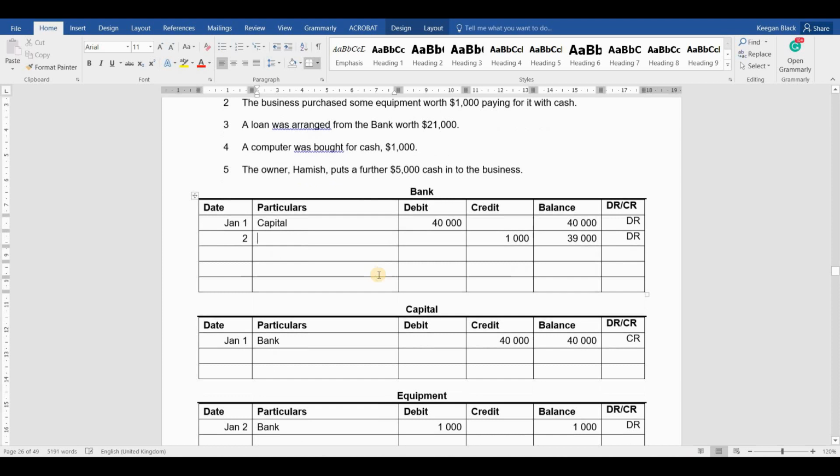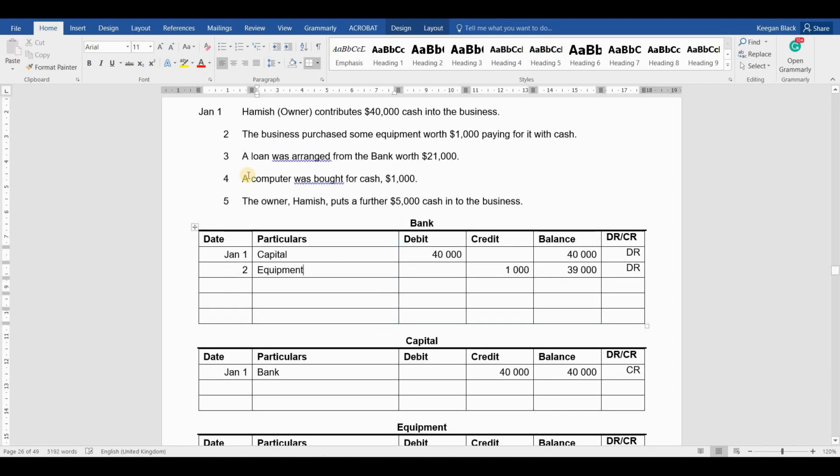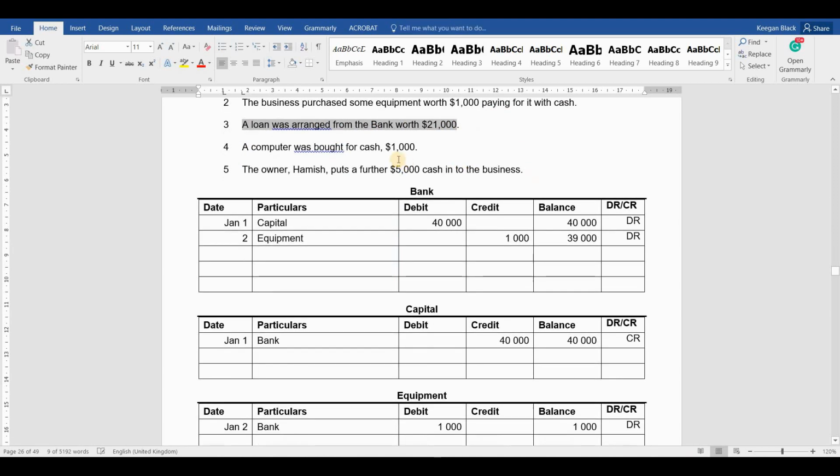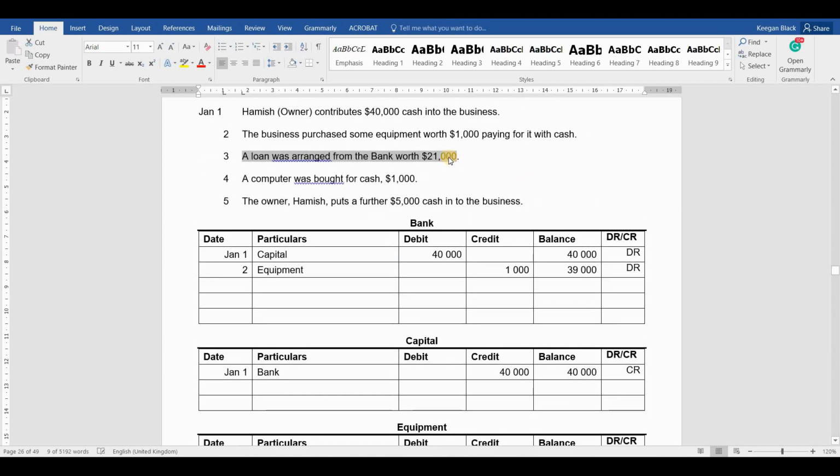We still need to do our cross-reference. The other account that we used is equipment. Right, let's look at one more. The last one is a loan that was arranged from the bank worth $21,000. So if we're getting a loan from the bank, we're putting it into our bank account. By the looks of things, that's going to be two accounts. It's going to be bank and loan.